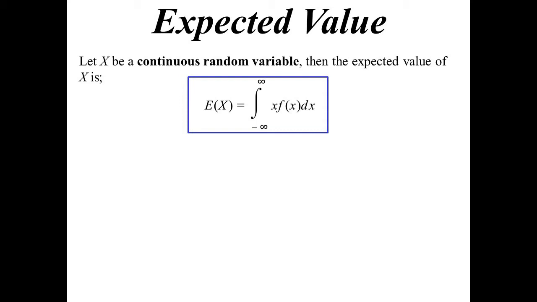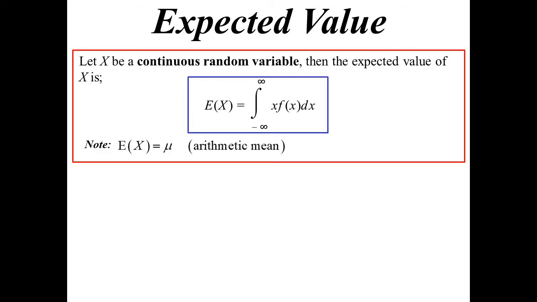Remember, it was the sum of all of them, of x times p(x). Well, really when you think about it, that's exactly the same. You're summing up all of them, so you're going from minus infinity to infinity. It still turns out that the expected value of x will be the average or the mean of the distribution.